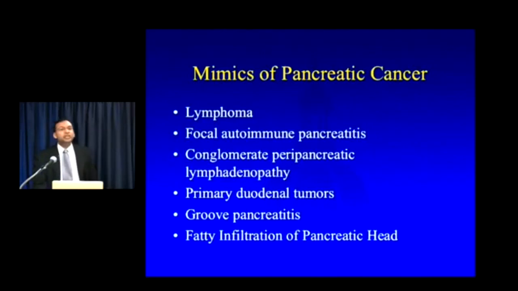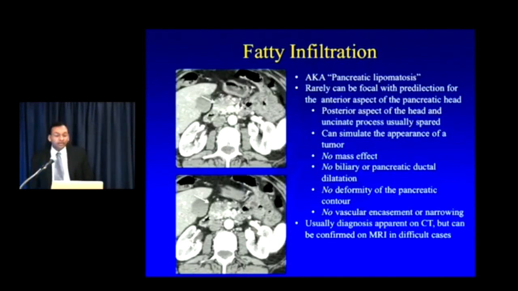So what are some of the mimics that you need to be thinking about in your day-to-day practice? I'd say the big ones are going to be lymphoma, focal autoimmune pancreatitis, peripancreatic lymphadenopathy from another primary, duodenal tumors, groove pancreatitis, and fatty infiltration of the pancreatic head. Now, of all of these, the one diagnosis that comes up all the time, and we get cases referred in from outside institutions with quote-unquote pancreatic cancer, is fatty infiltration of the pancreatic head, aka pancreatic lipomatosis. I can't tell you how many cases I've seen that were billed as being a pancreatic cancer, but that just turned out to be focal fat.